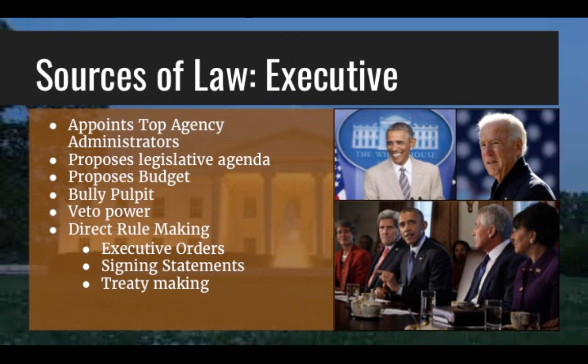The President proposes the budget while the Congress approves it. The President also suggests a legislative agenda each year during the State of the Union address. In many cases, the President appoints the lead administrator at government agencies. Direct rule-making associated with the executive branch includes executive orders, signing statements, and treaties.